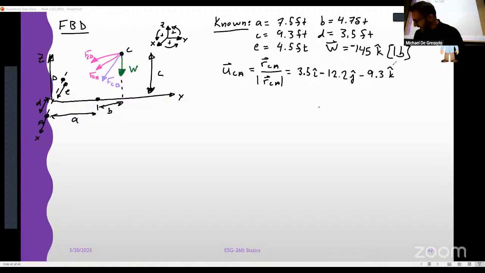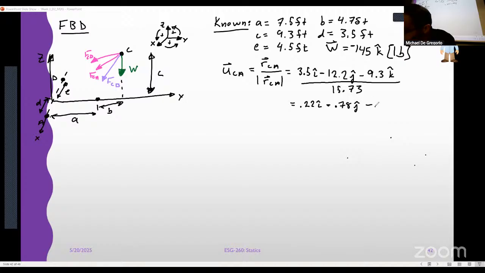The magnitude of that, if I do the square root of the sum of the squares of this vector, is what? 15.73, very obviously without need of a calculator. Okay, and I'm just going to leave that. You know what? I'm not just going to leave that. That's gross. So I'm going to divide it out. Right? We get 0.22 I minus 0.78 J minus 0.59 K. And that's the unit vector CA.